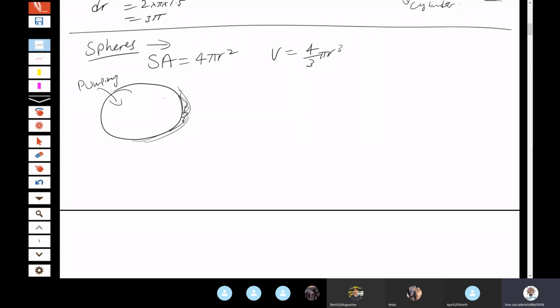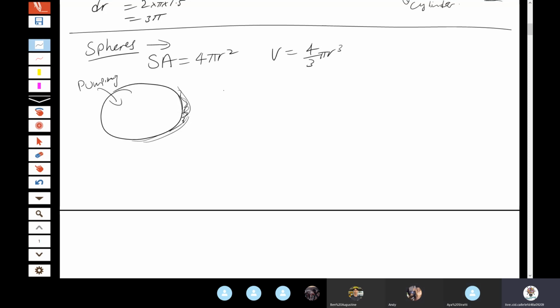You're pumping it such that it's also increasing. So you can think of it like a balloon. It's a spherical balloon. So as you're increasing it with air, the surface area is increasing as well. Cool. Do we understand that case? Yes. Everybody, make sense? All good?